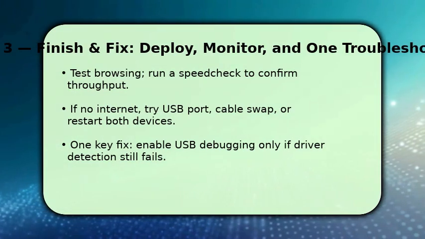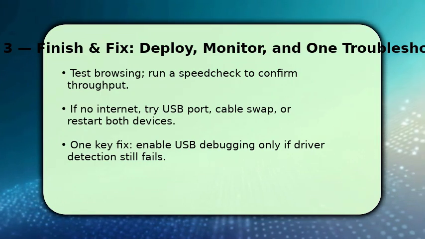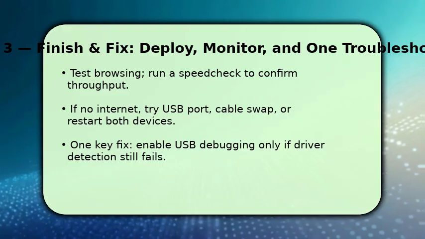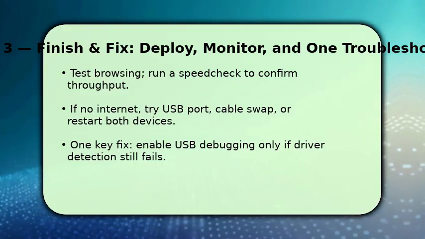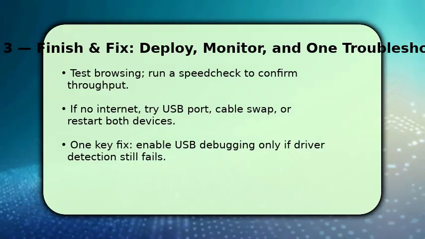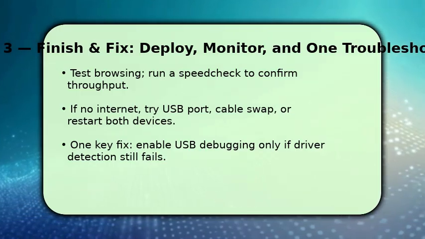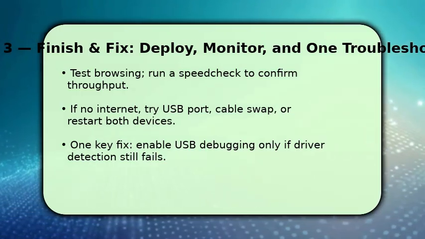You finish by testing the internet in a browser and running a simple speed or ping test to confirm packet flow. If connectivity fails, first swap the USB port and cable, then reboot phone and laptop. These quick steps resolve most issues. Make sure mobile data allowance is sufficient and airplane mode is off.